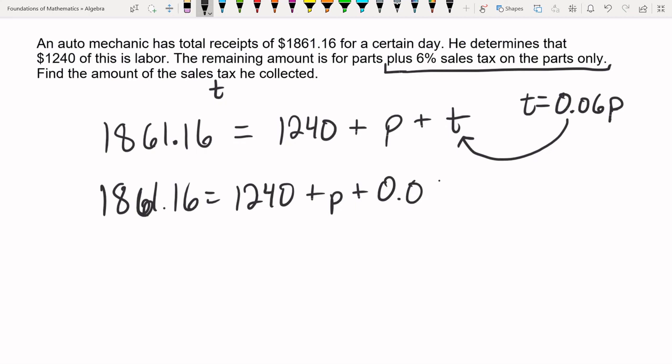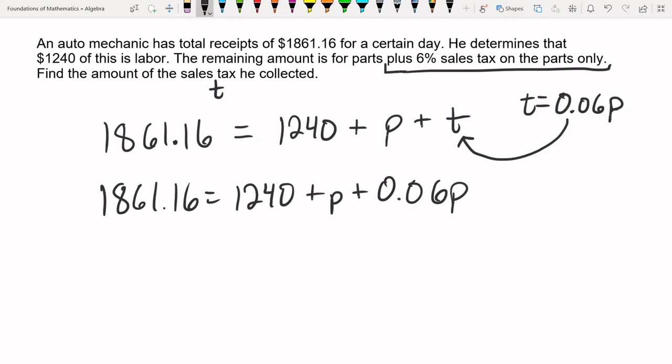What we want to know is the sales tax, but we need to know what the parts cost is first to find the sales tax. There is a way of solving for just the tax. I think it's a little less clear what we're doing here to do that, so I'm not going to do that here, but there is a way of doing it.